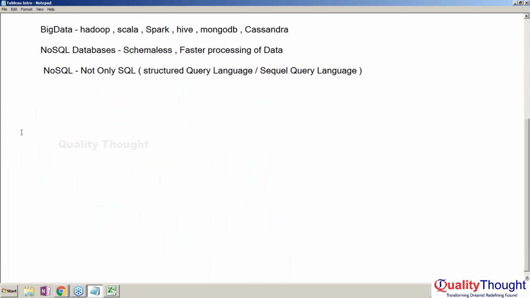I'm going to ask the questions at the end of the session. At the end of the session, we will be discussing some questions and answers on the topics that we have discussed so far in today's session.